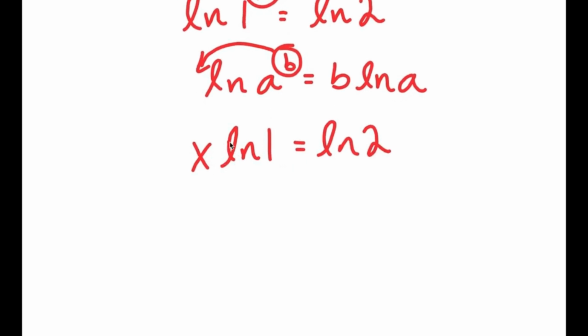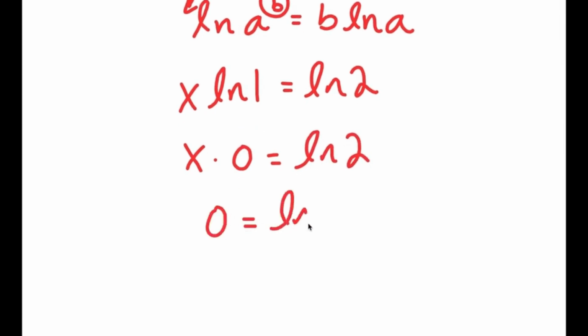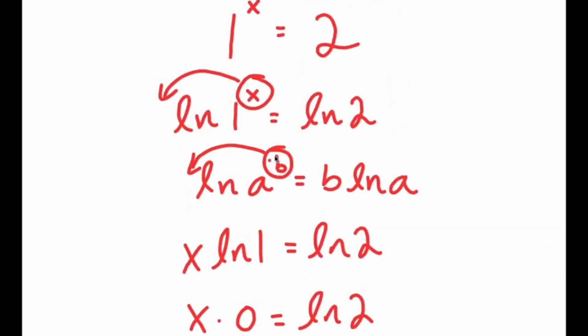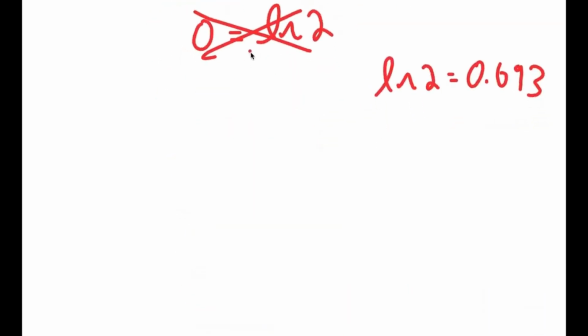Now, ln of 1 is equal to 0. So I get x times 0 is equal to ln 2, meaning 0 is equal to ln 2. However, ln 2 is equal to 0.693, so this is false. So this method does not work, the usual method of solving exponential equations. Now what I'm going to do is use an important formula known as Euler's formula.